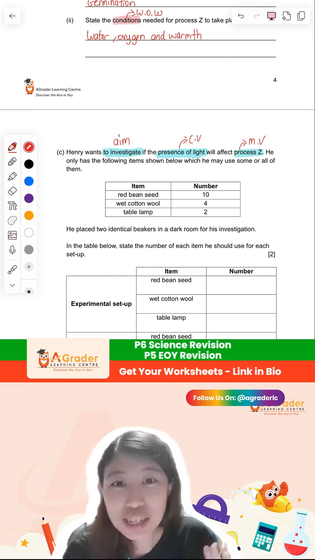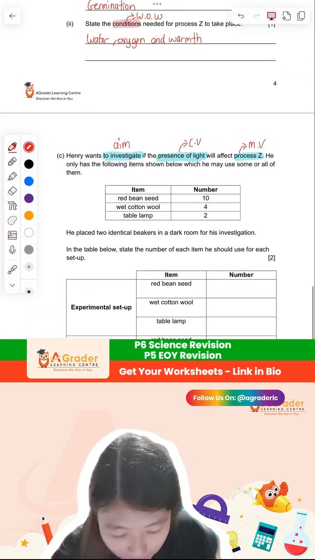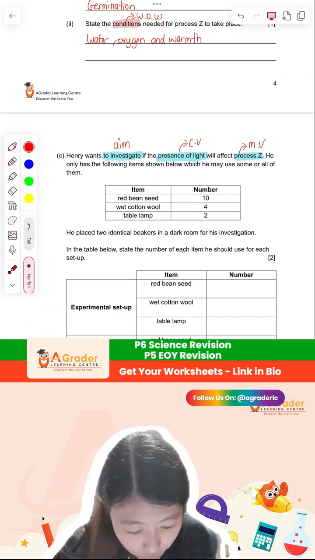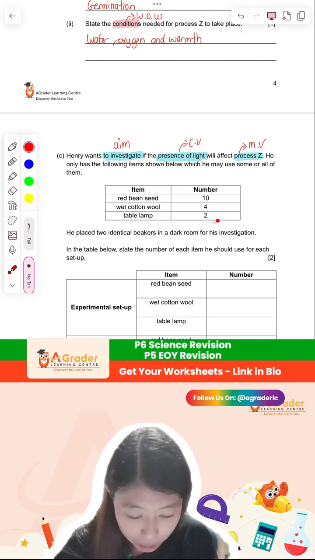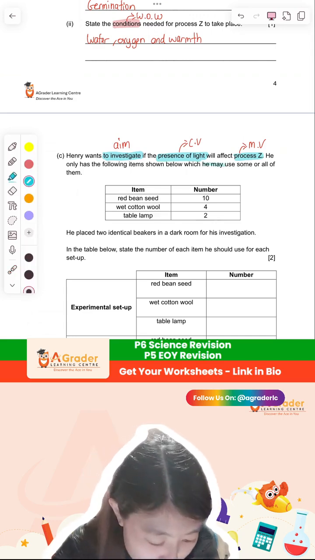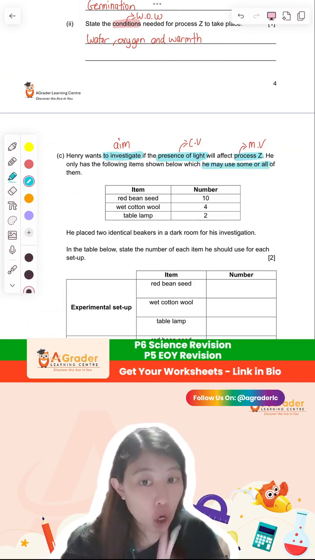Okay, so identify a change and measured variable. What happens here is he has only the following items. He is given 10 red bean seeds, 4 wet cotton wool, 2 table lamps. And please take note of the key thing. He may use some or all. They did not force you to use all of it.